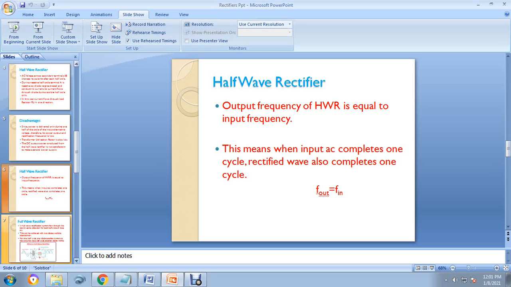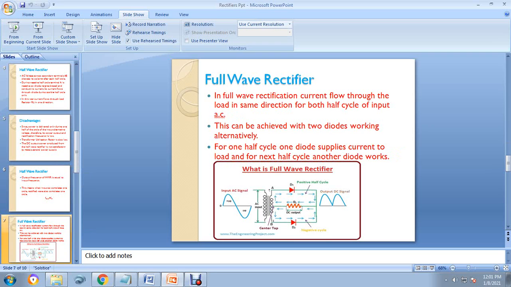To avoid the disadvantages of the half-wave rectifier, we have designed another rectifier, which is the full-wave rectifier. There we were using only one diode, but here we will use two diodes. Just see the circuit diagram of your full-wave rectifier. Similarly I am using one transformer, but here I am using two diodes D1 and D2 and one load resistor RL.